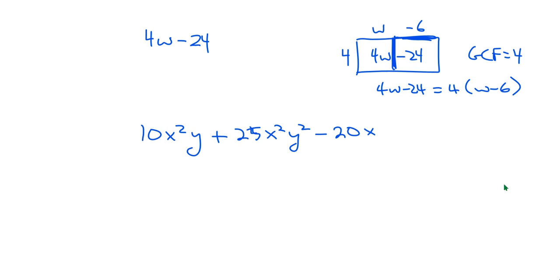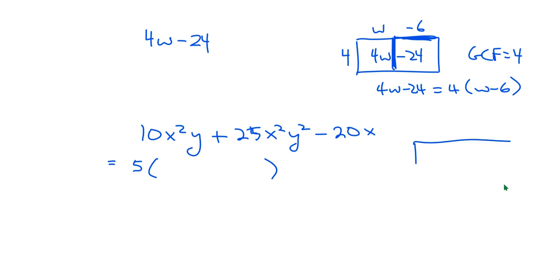And I want to take out a common factor. So what we're going to do is look at the number part, the 10, the 25, and the 20. What is the largest number that can fit into all of those without a remainder? So 10 doesn't work because 10 doesn't go into 25. So the biggest one I can find is a 5. So I'm going to write that out there, and that's going to be one of my factors.